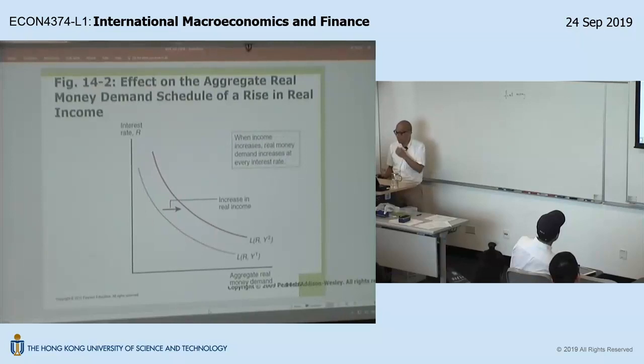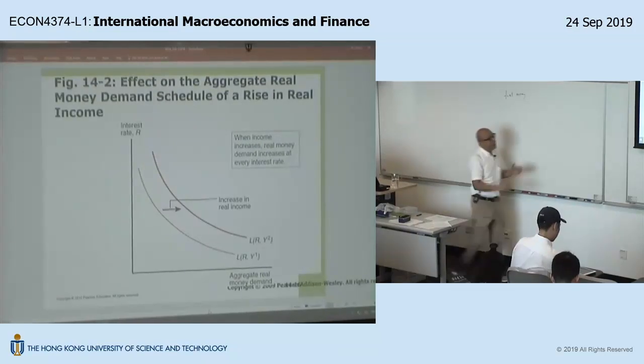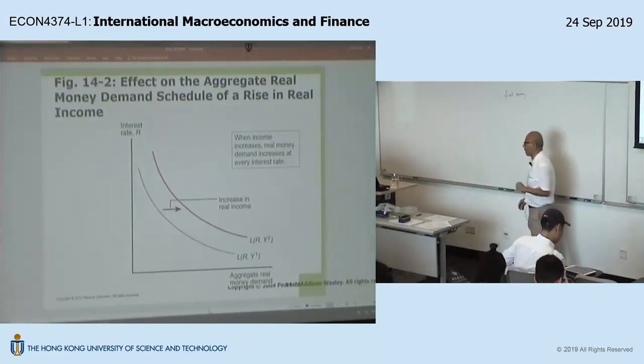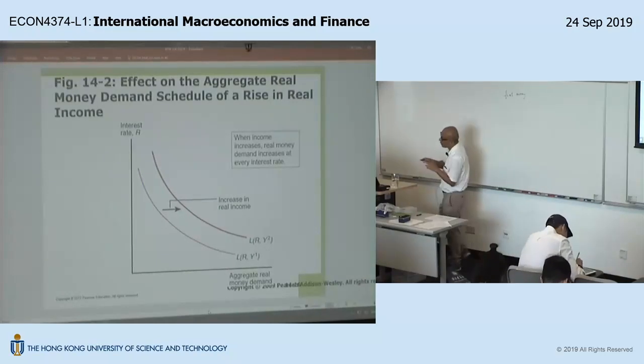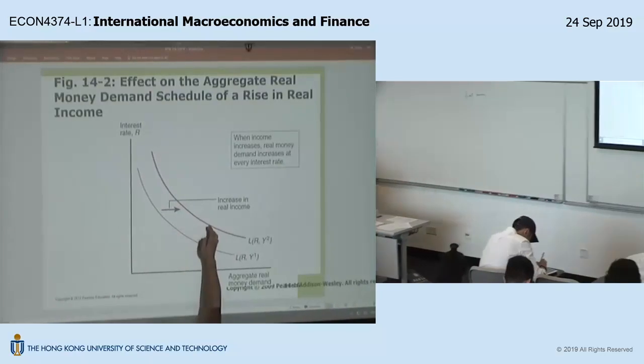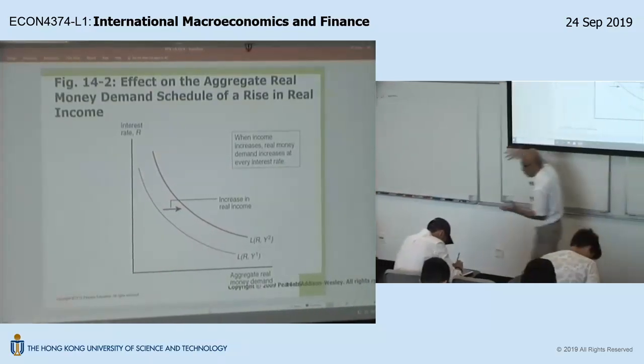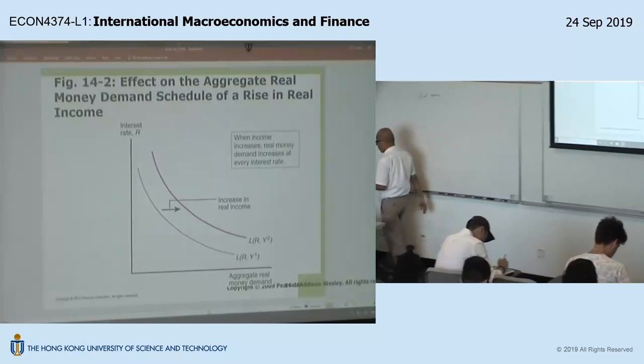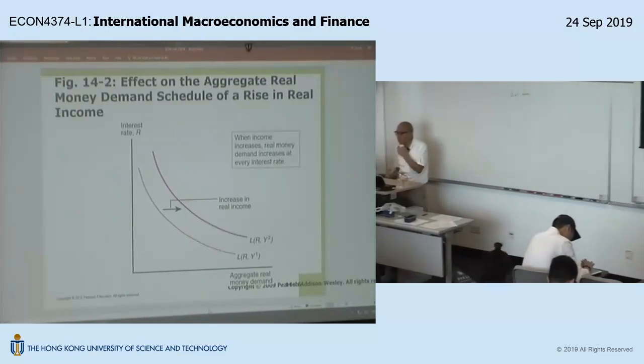Now here we can see that when the real income is higher, it will shift the curve to the right. That's actually very simple, right? For the same interest rate, there's just more demand for liquidity because there's more transactions.